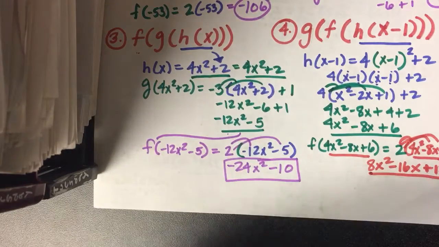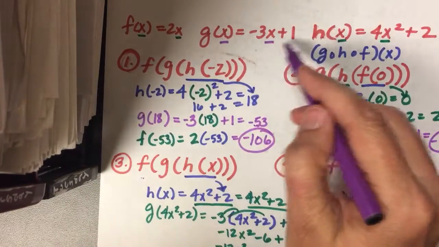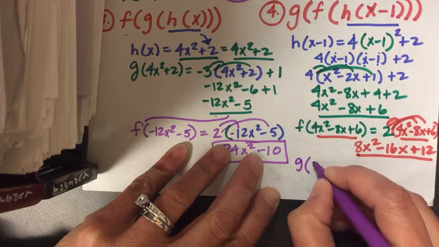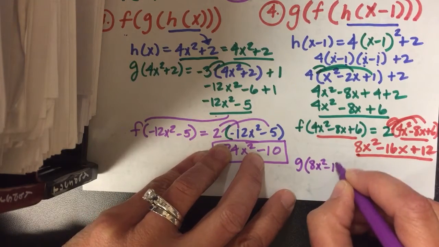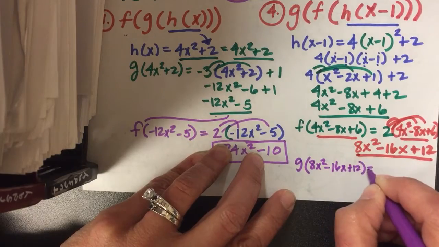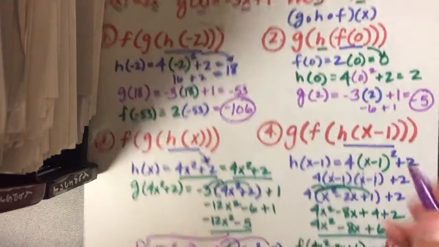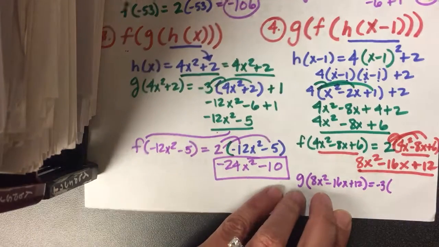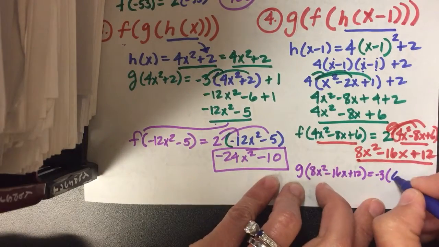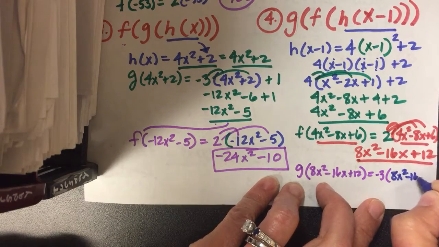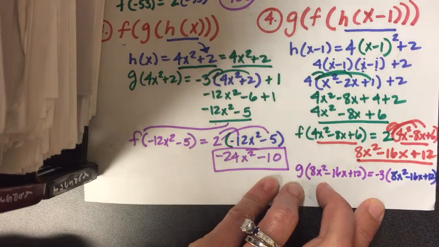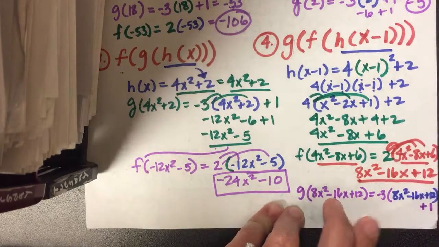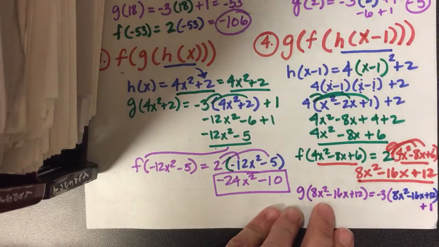So g of x, if you remember, is negative 3x plus 1. So I'm going to do g of 8x squared minus 16x plus 12, which equals negative 3 times your x, which is 8x squared minus 16x plus 12, and all of that is going to be plus 1. Sorry, I ran out of room here. So we're going to distribute.